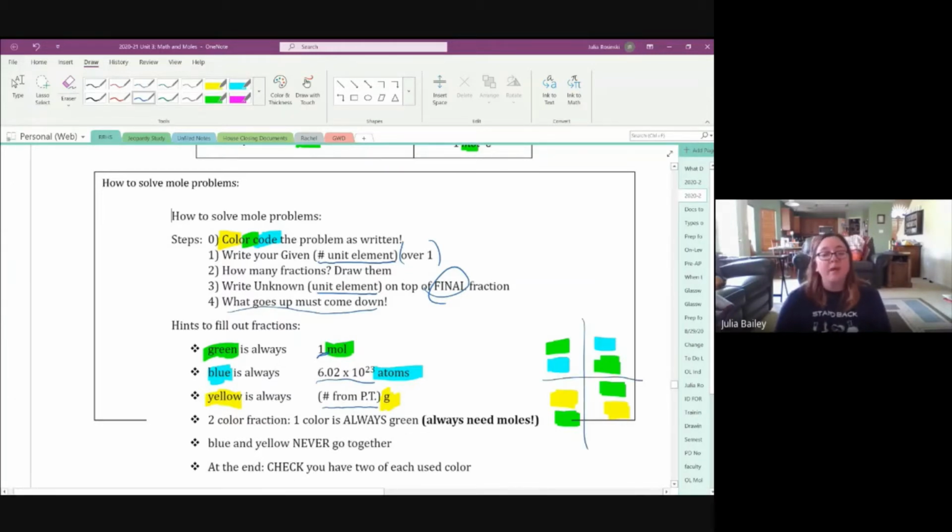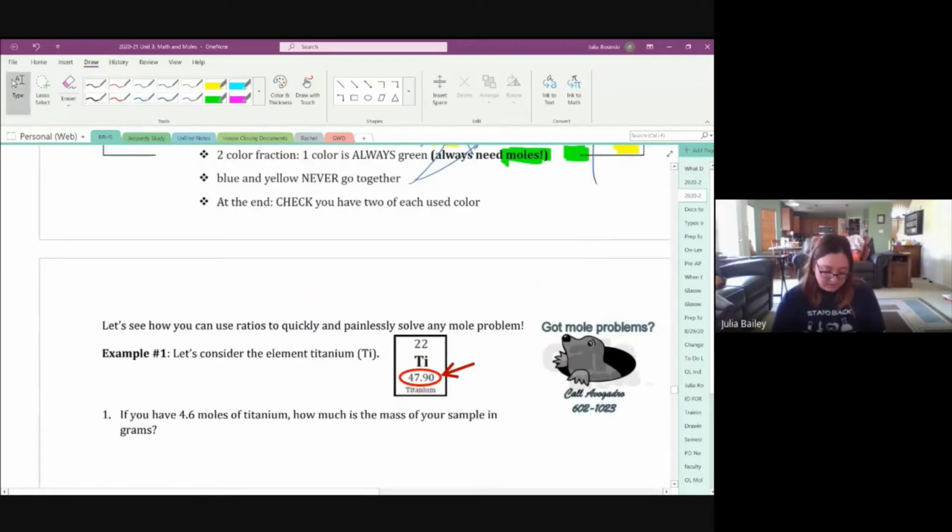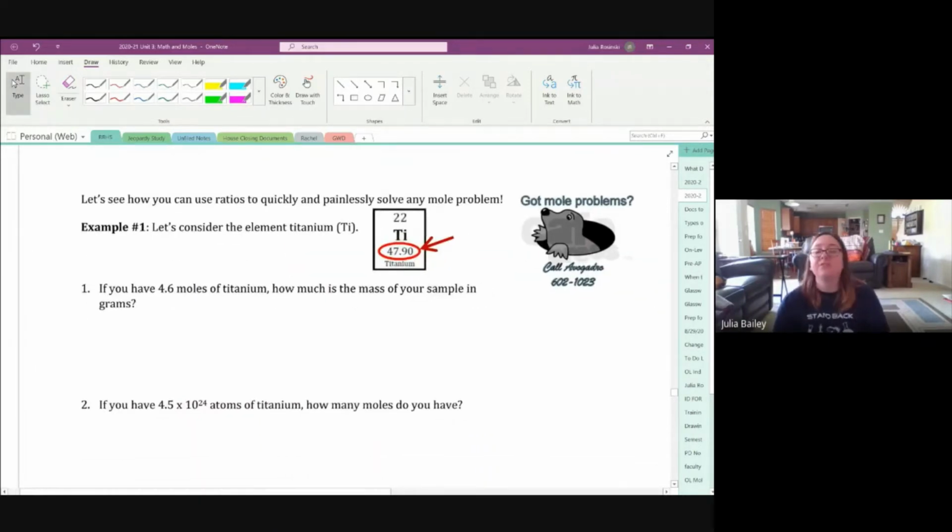Those are all fine. But if you have a fraction that is yellow over blue or blue over yellow, so atoms over grams or grams over atoms, you have left out moles. And you always need moles in one of your fractions. So that will tell you those are wrong. You cannot put fractions that do not have moles in them to convert. Blue and yellow never go together. And then at the end, check that you have 2 of each used color. Again, we'll do that as we go through a problem. So let's try one.